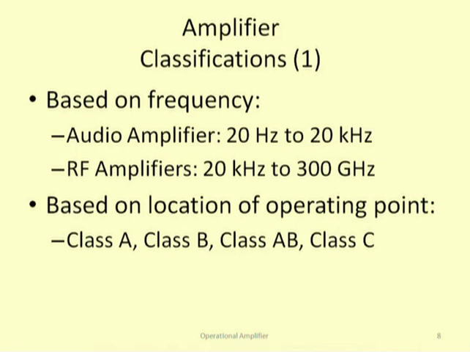The fourth type of amplifier is called the Class C amplifier. In the case of the Class C amplifier, the operating point is such that the conduction doesn't take place even for 180 degrees. It takes place for a time period which is less than 180 degrees. So that amplifier is classified as the Class C amplifier.